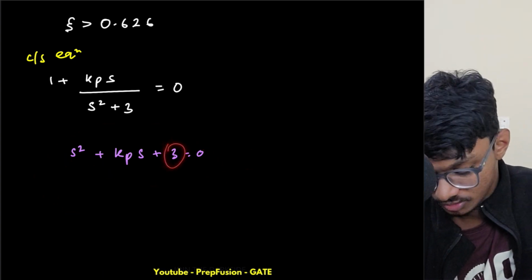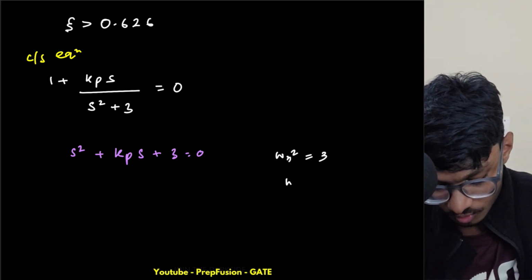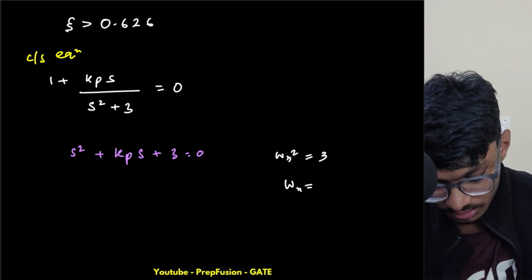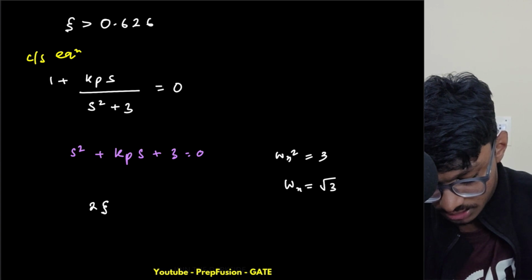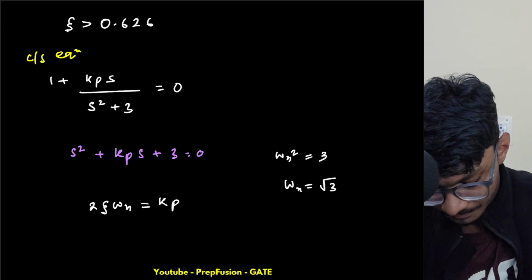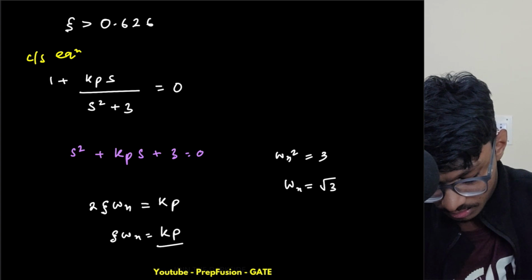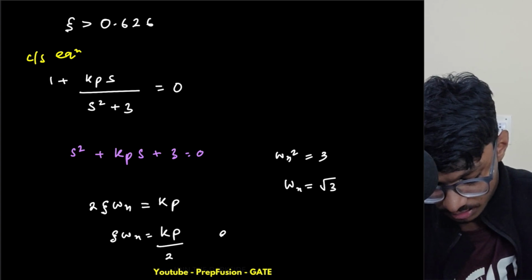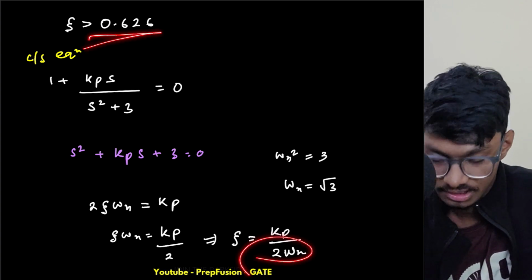So omega n square is this, and we are not interested in the omega n square. Omega n is under root 3. Okay, and what is 2 zeta omega n? 2 zeta omega n equals my Kp. So zeta omega n equals Kp by 2, or zeta equals Kp by 2 omega n. Okay, now this has to be greater than 0.626.